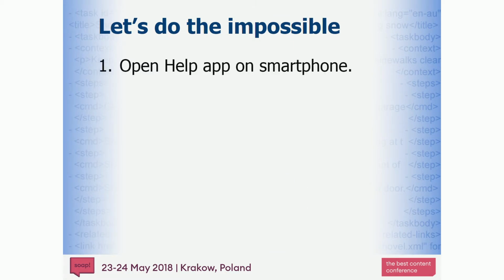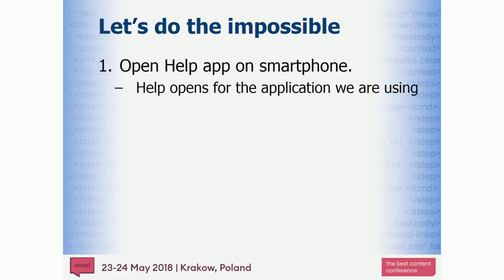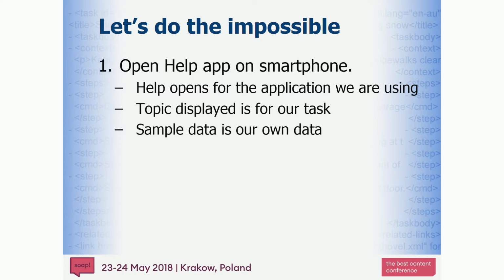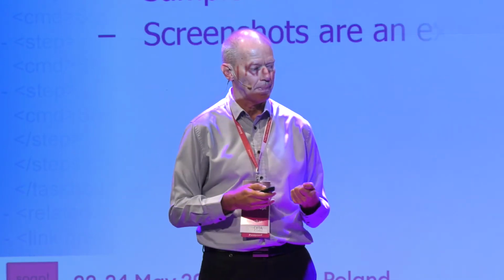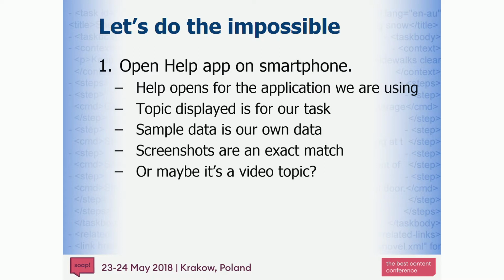So let's do the impossible. If we were going to make our help really useful, then maybe we'd have AvPlan in front of us and we'd open help on our smartphone. The smartphone knows what application we're using, and it knows what task we're involved in, and it displays a topic related to our task. The sample data it brings in is data relevant to our own task. So it can read where we're traveling to, so it puts in our airport codes to give us a better example, or our aircraft type, or our number of passengers. And then when it's showing screenshots, they're an exact match to my scenario, not a generic one.